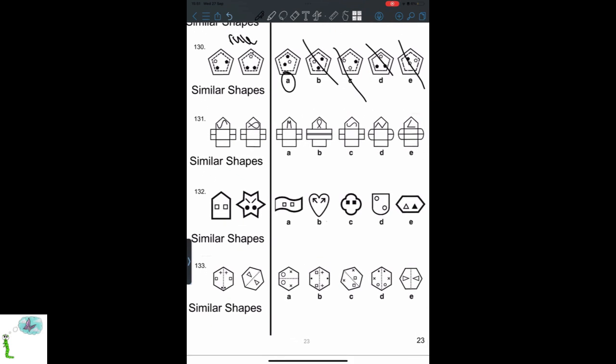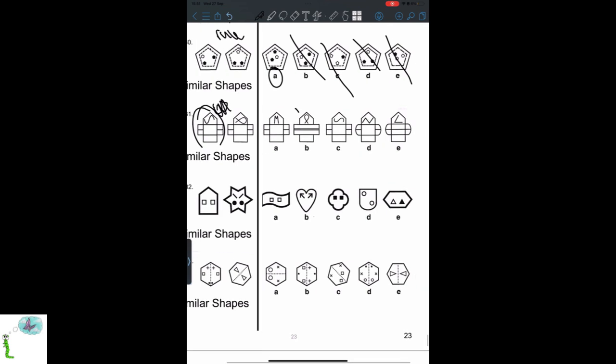Question 131. What rule is there? Everything is the same apart from the symbol, so I'm first going to look for something that has the same outer shape. You can cross out a few of them, these ones, and that's either C or A. And the question is, which symbol do we do? Is it going to be an M, or is it going to be this? Well, the rule seems to be curves. These are all curves, so I'm going to go C.